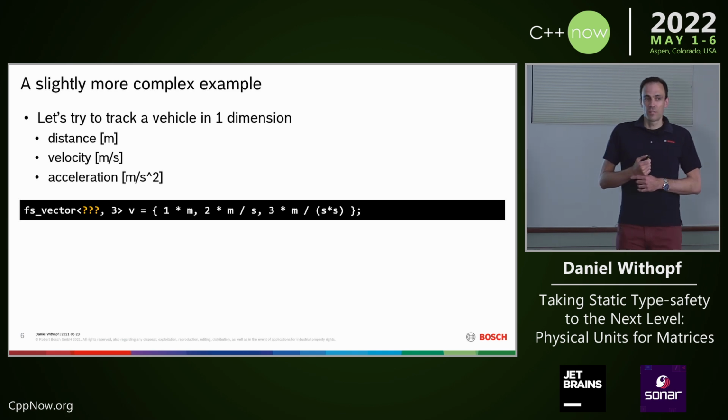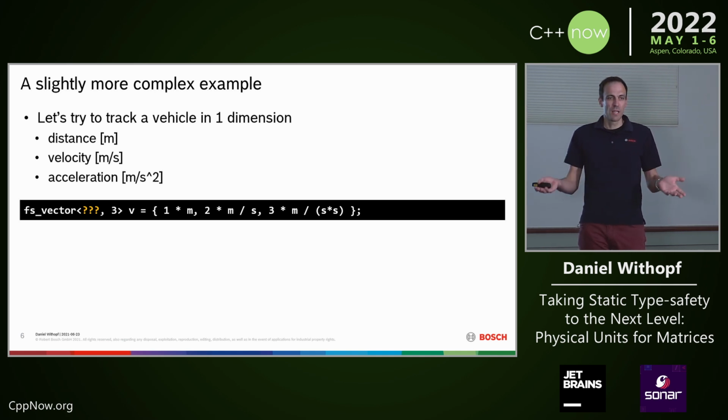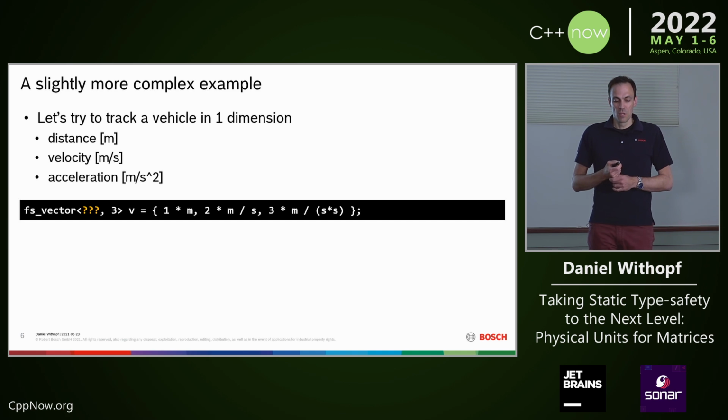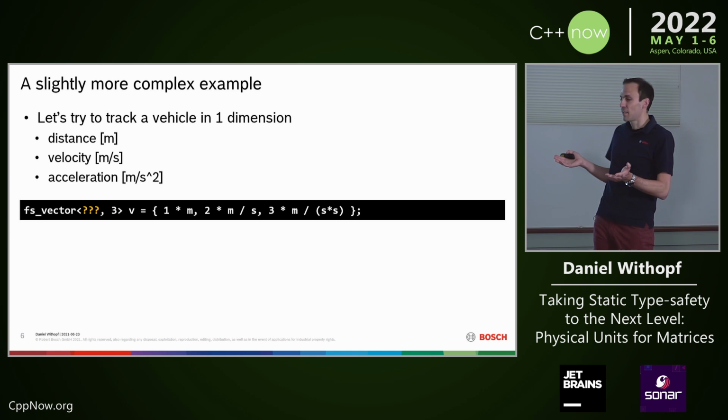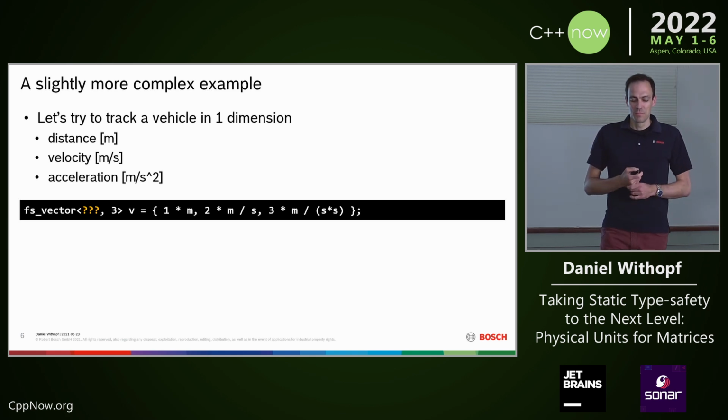Good, let's move on to a slightly more complex example. Let's assume we want to track a vehicle in one dimension. If we want to do that, we would need a state vector with a distance in meters, velocity in meters per second, and acceleration in meters per second squared. So let's just create a 3-dimensional vector like is shown here. We input 1 meter, 2 meters per second, and 3 meters per second squared as an initializer. And then we put that in our vector, but wait, which scalar type or value type should we use here? No longer possible. So it's not a vector, it's a tuple.